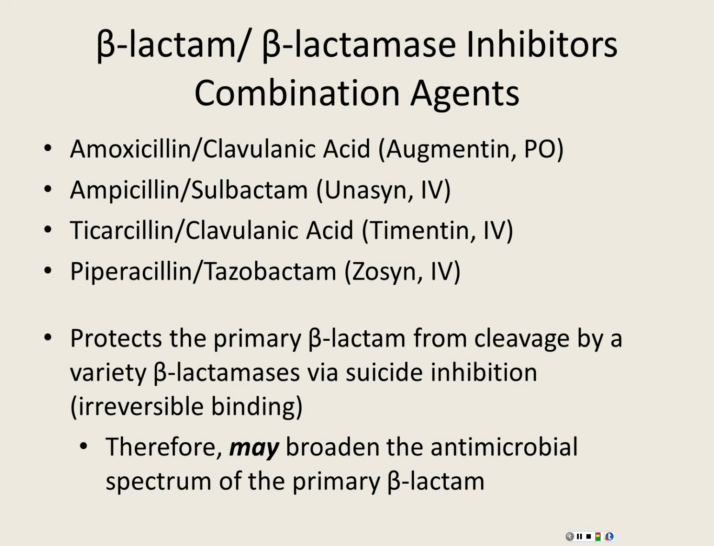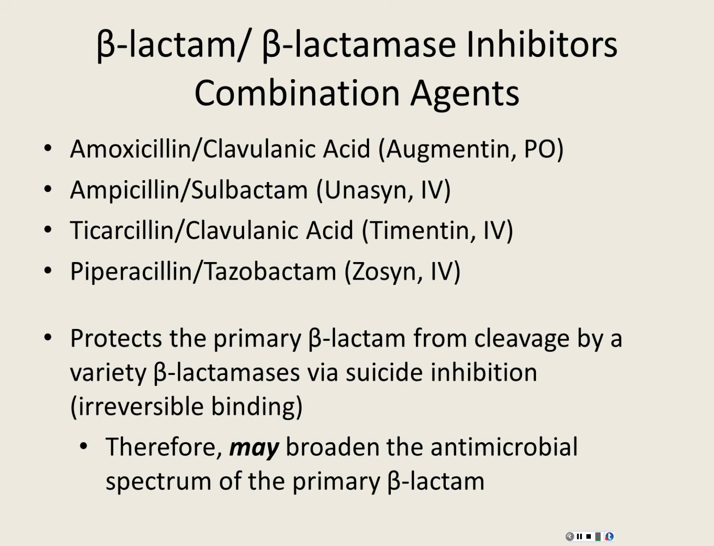All right, so now the exciting part. We'll use these agents in combination. So we have 4 combination agents in the U.S., 1 PO and 3 IV. So we have amoxicillin-clavulanic acid or Augmentin, ampicillin-sulbactam or Unasyn, ticarcillin-clavulanic acid or Timentin, and piperacillin-tazobactam or Zosyn. Really what the beta-lactamase inhibitor does when it's in combination with its primary penicillin is it protects the primary penicillin from any beta-lactamase production that might have rendered it inactive.